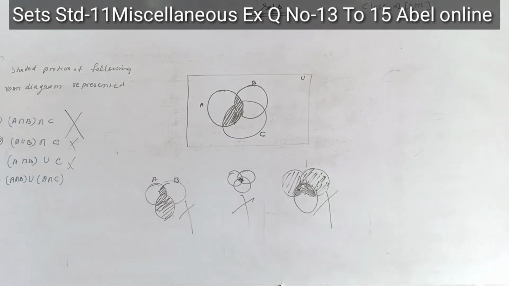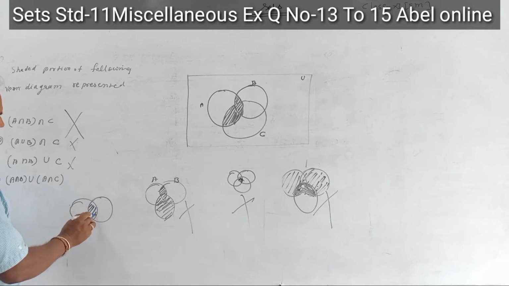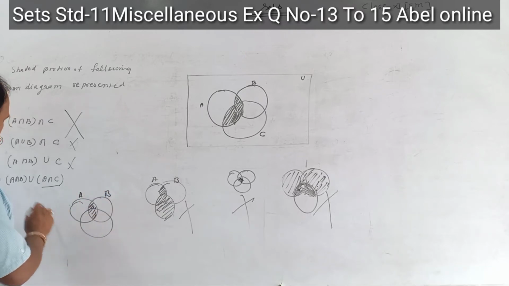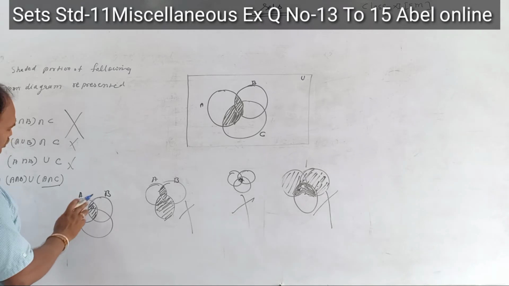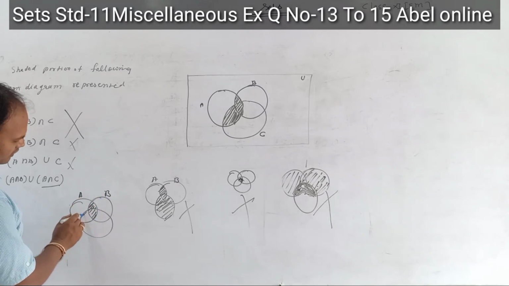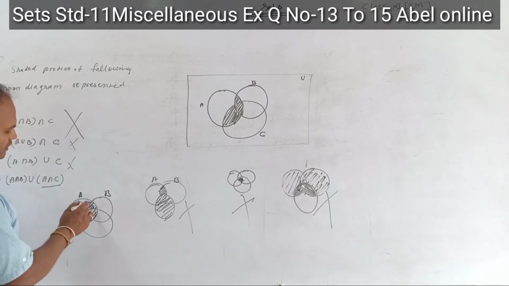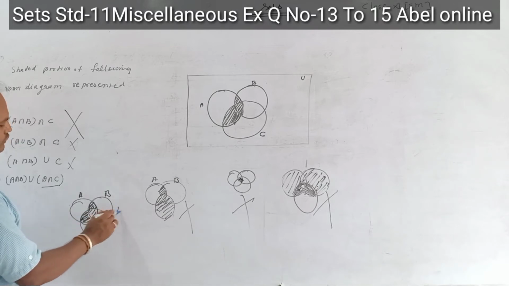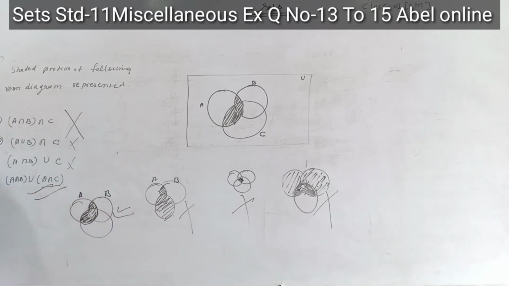So what is the answer? I think the fourth one is the answer, because A intersection B means common between A and B. A intersection C means common between A and C. And the union of these is all the area of this. So is it like this? Yes, of course. So your answer is D.